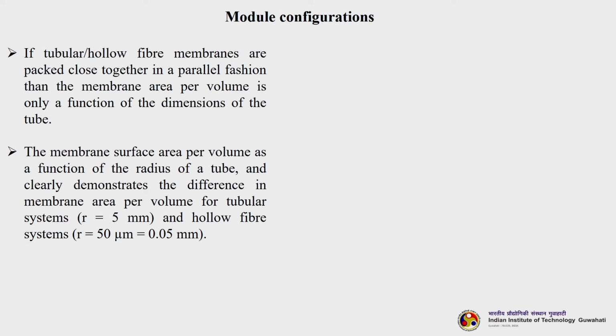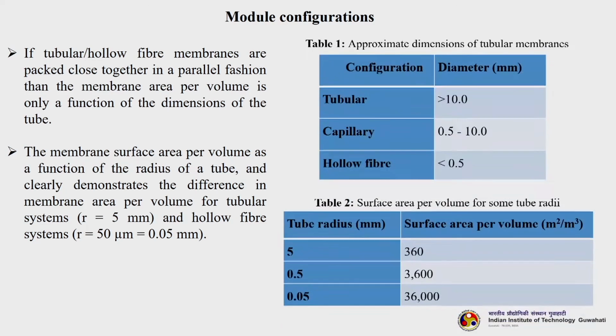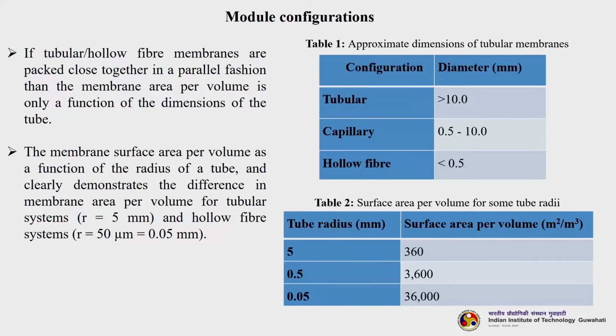If tubular or hollow fiber membranes are packed close together in a parallel fashion, then the membrane area per volume is only a function of the dimensions of the tube. We can have single hollow fiber membranes, which we can call fibers, and many of them are joined or fused together to form a hollow fiber membrane module. So, if you decrease the dimensions of the tube, your membrane area per volume increases.